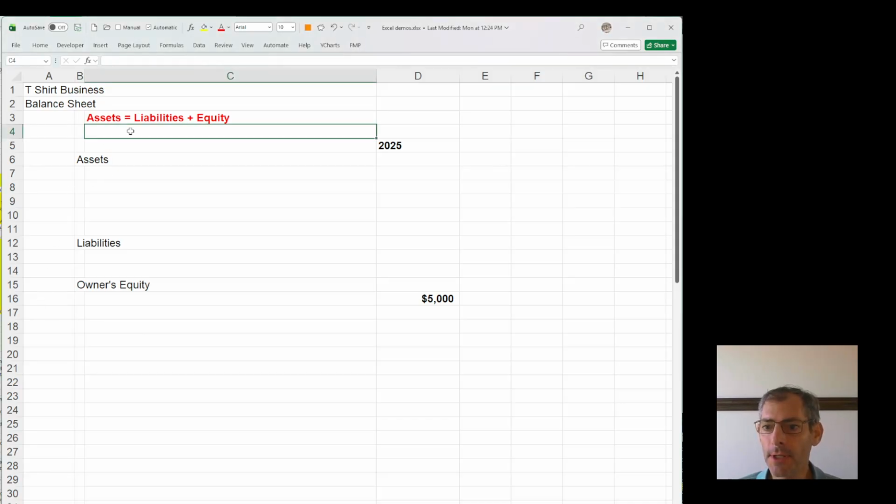So this formula here in red at the top is the key. The total amount of assets will always equal the liabilities plus the equity. And you'll see that as we walk through a business.